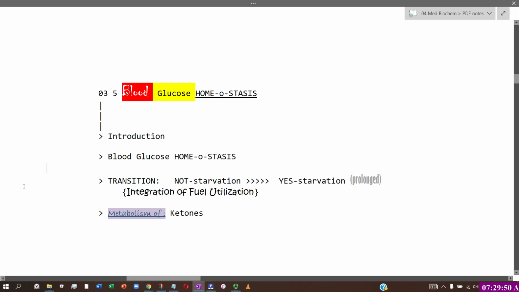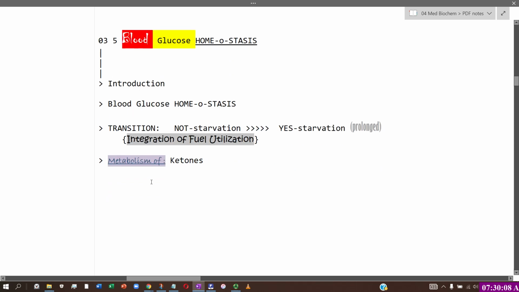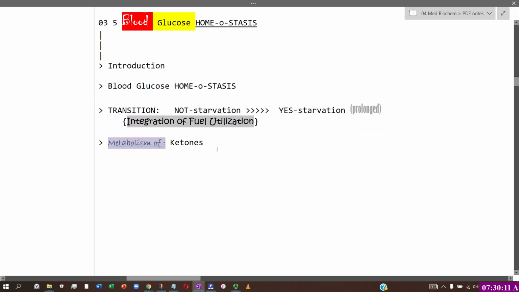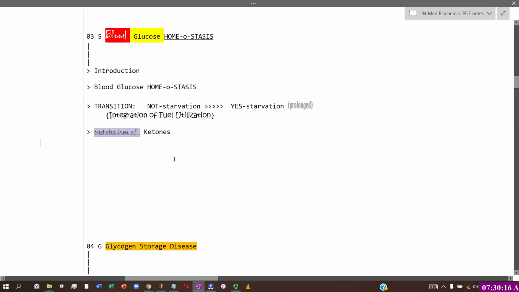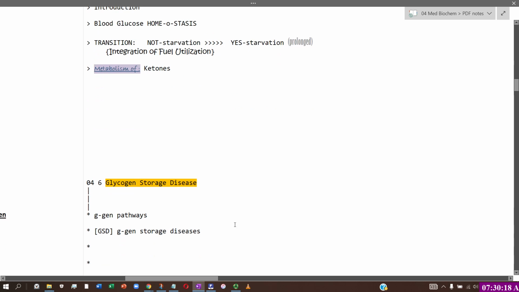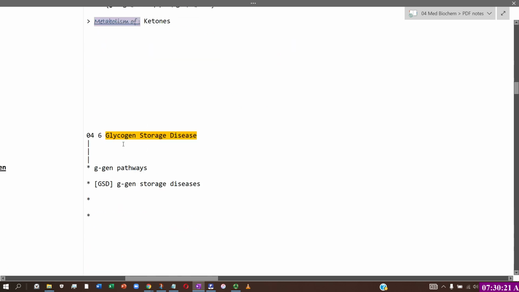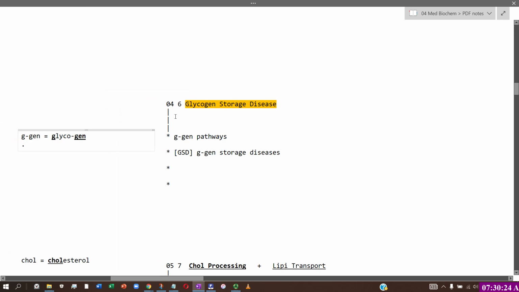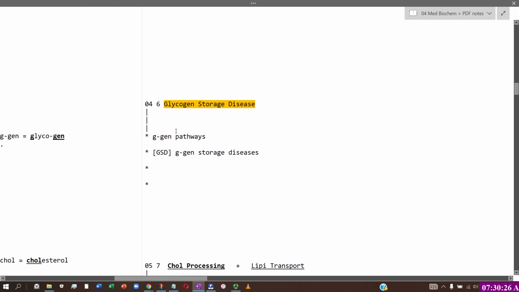So the transition from not starvation to yes starvation, and the starvation that we're talking about is prolonged, and the topic being addressed here is integration of fuel utilization. After that, we have metabolism of ketones. Cool, yeah, that makes sense. Ketoacidosis. I'm sure that's part of what will be covered in that section, or in that PDF number 5. Moving on to number 6.